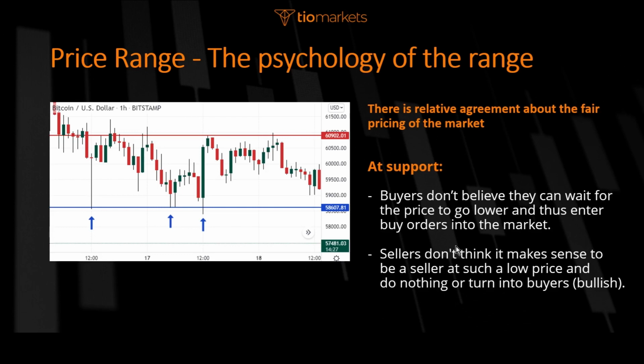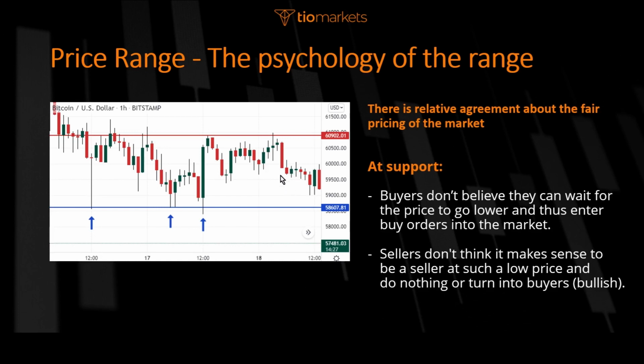First, about the range and the psychology of the range. Whenever you have a range, there's a relative agreement in the marketplace about the fair pricing for that asset. Not so long ago, Bitcoin was moving sideways in this range. So traders within this range, they are in a relative agreement that this is a fair price for Bitcoin. Obviously, the market always breaks out of these ranges, but for that period, there was an agreement.